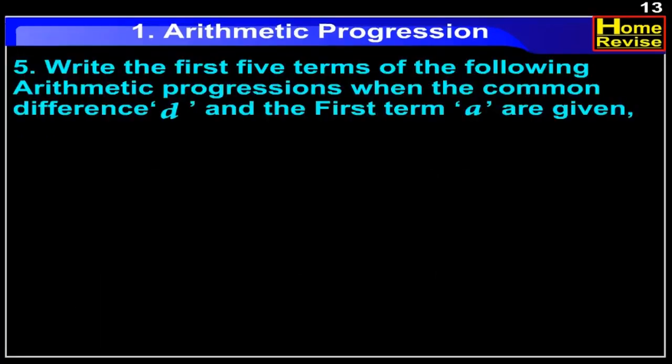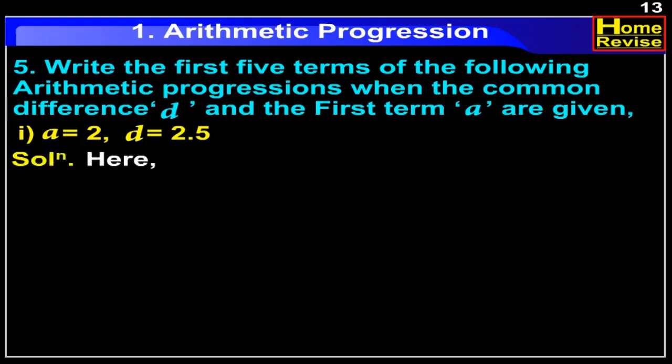Write the first 5 terms of the following arithmetic progressions when the common difference D and the first term A are given. Number 1. A is equal to 2 and D is equal to 2.5. Solution. It is given that A is equal to 2 and D is equal to 2.5.